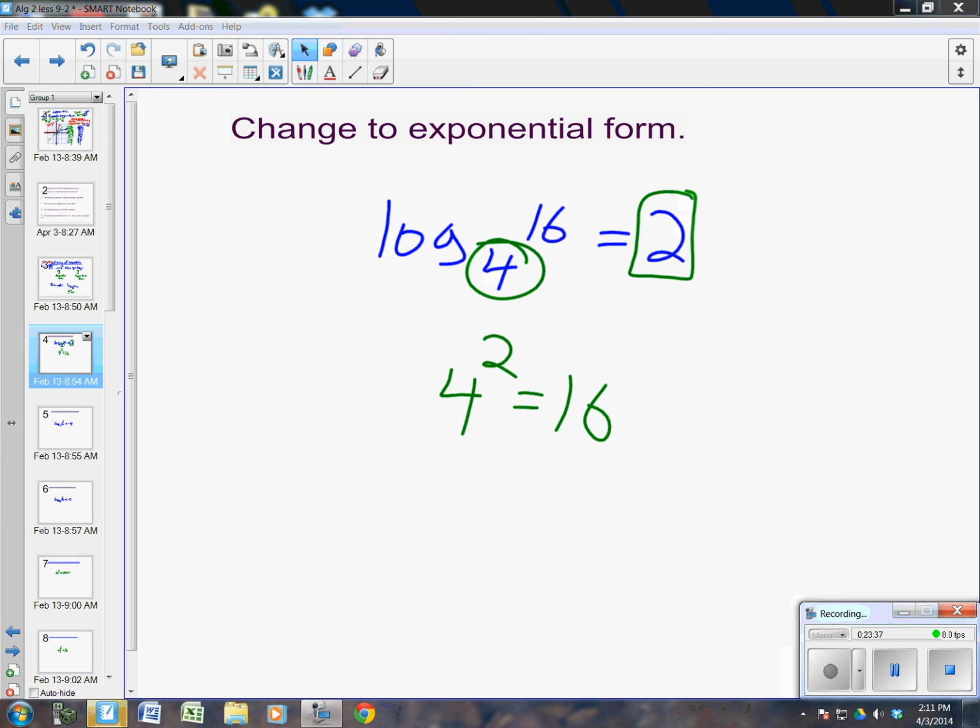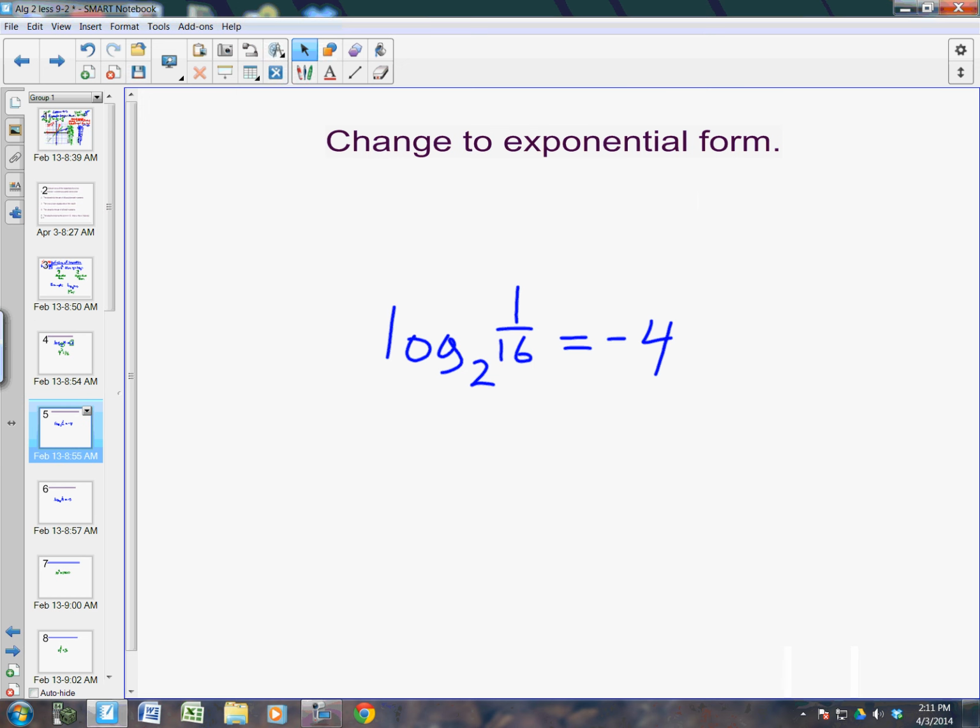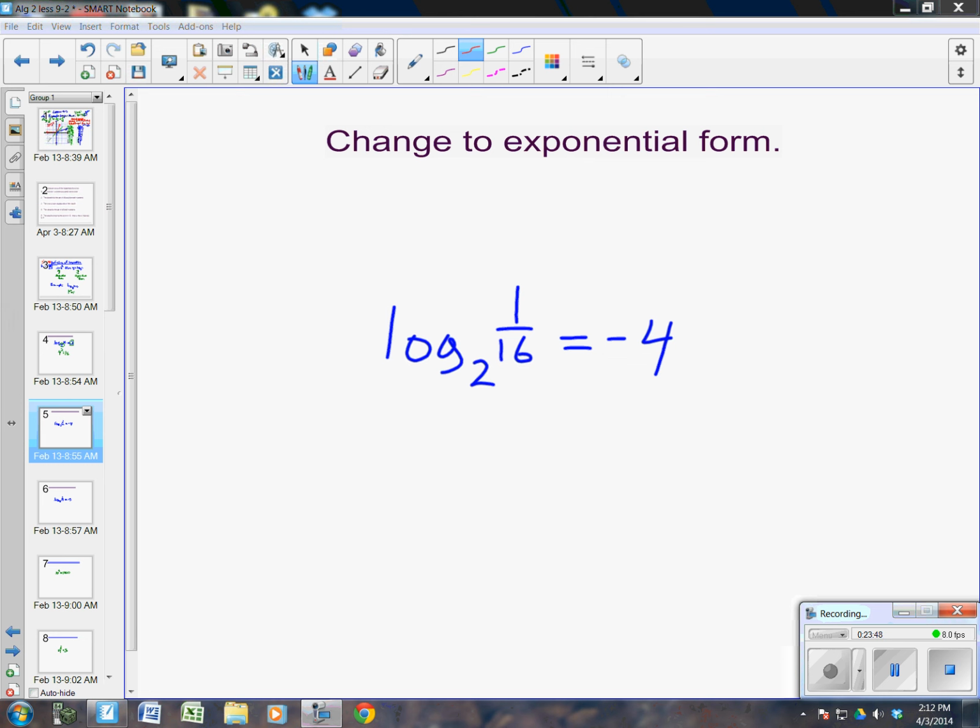Okay, switch roles. Sage and scribe. Switch roles. This one right here. Go. All right. Logan, what did we get? 2 to the negative 1/4 equals 1/16. Is that a true statement, you guys?